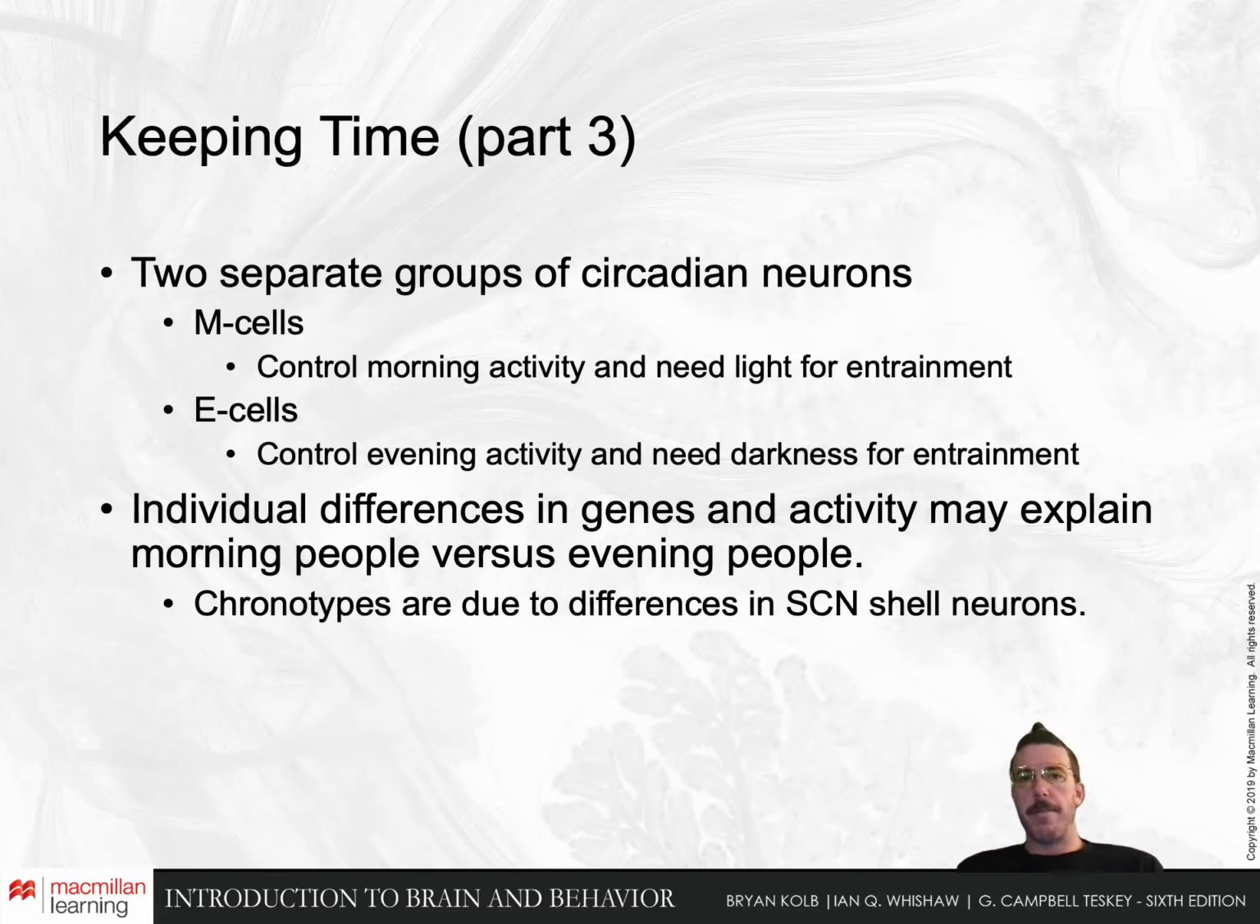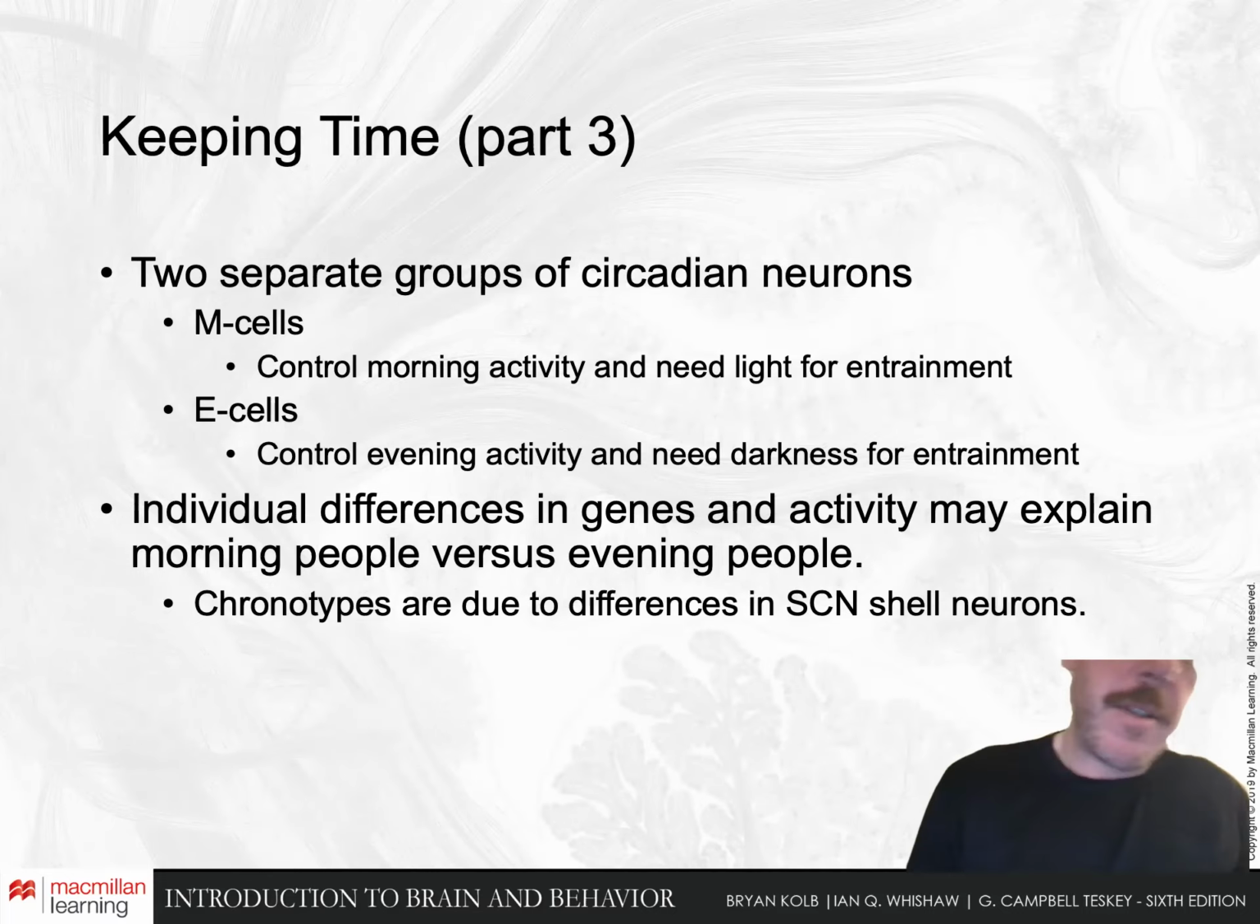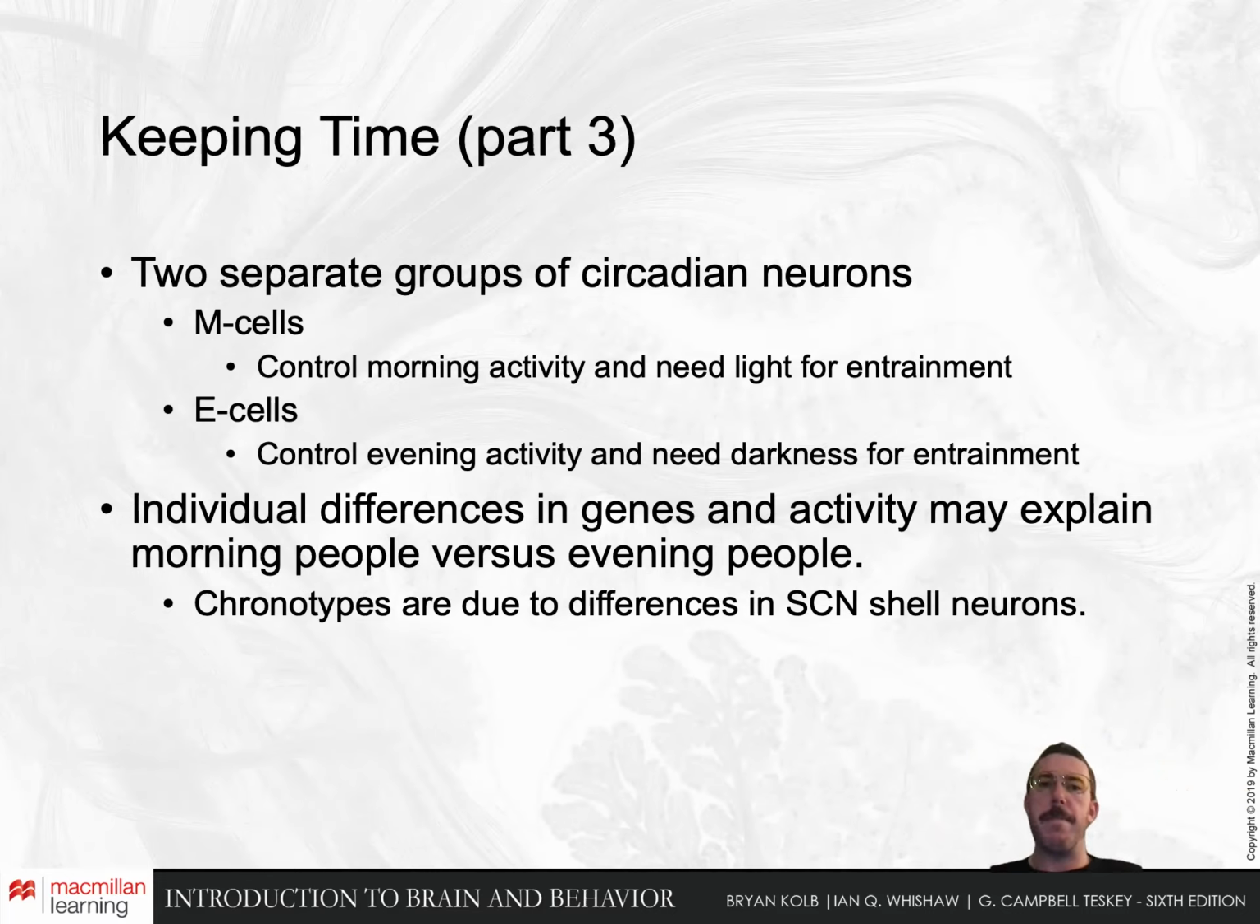There's two separate groups of circadian neurons, it appears. There's M cells, which seem to be most active in the morning and need light for entrainment. And there's E cells, which seem to be more active in the evening and need darkness to entrain them. There's also individual differences in genes and gene activity, which can explain, for instance, morning people and night people. These are called chronotypes. And these can be due to differences in gene expression in these SCN shell neurons.